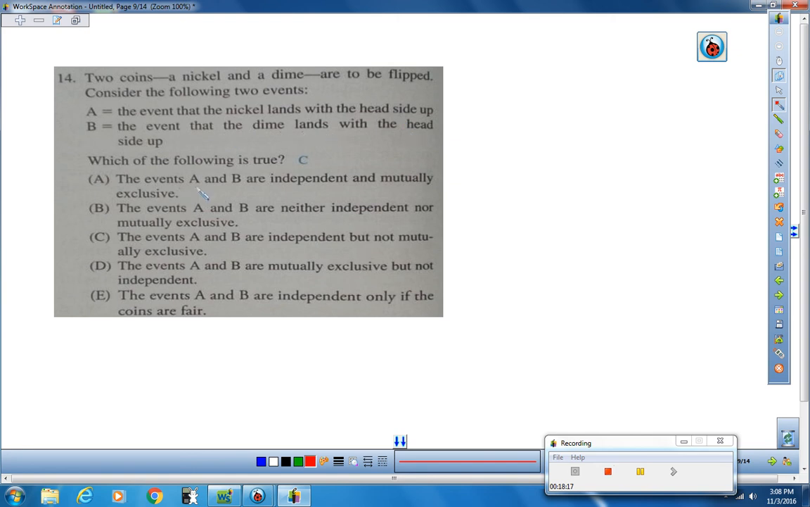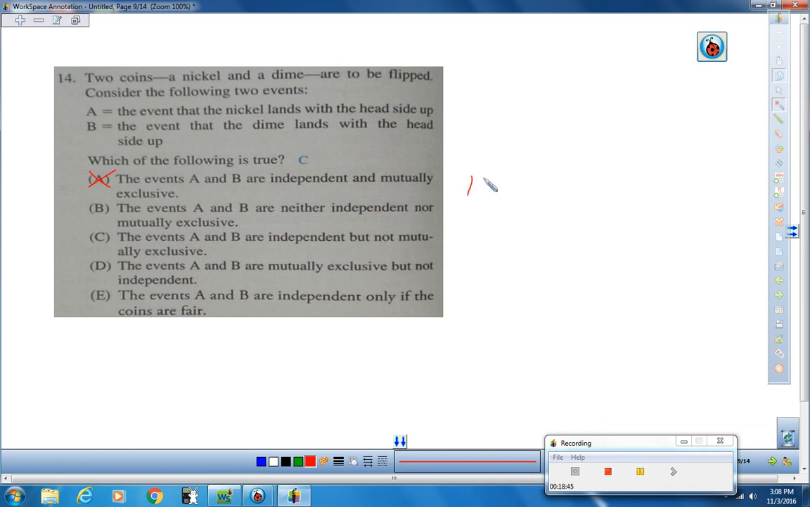The events A and B are independent and mutually exclusive. Again, independent and mutually exclusive cannot happen at the same time, so this is a false statement. The events A and B are neither independent nor mutually exclusive. So I've got to think about this. Are a nickel and a dime, when flipped, independent?